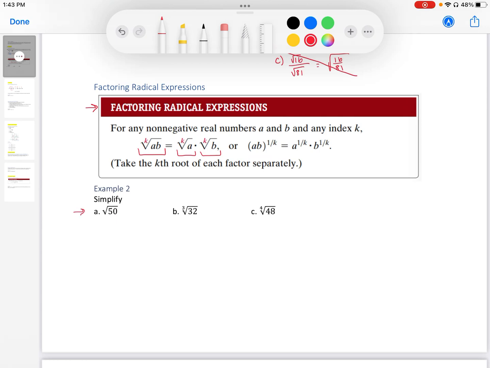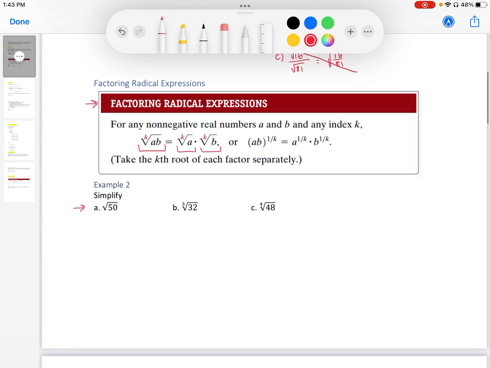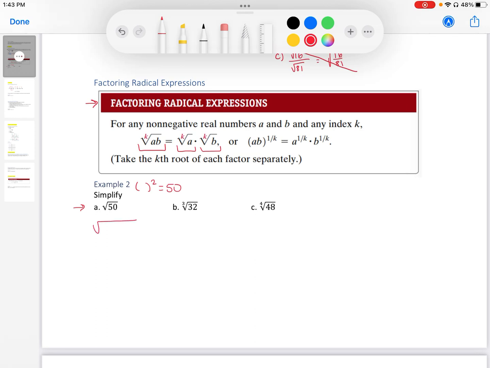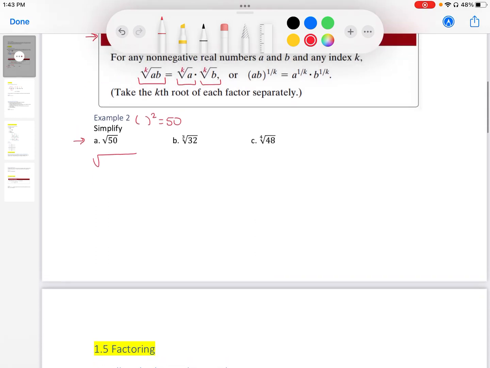So for part A, we're asked for the square root of 50. Well, there isn't a number directly that when I raise it to the second power, we get 50. But is there a number that I can multiply to get 50 where one of them, or a number of them, are perfect squares? 25 and 2 work, right? 25 times 2 is 50.